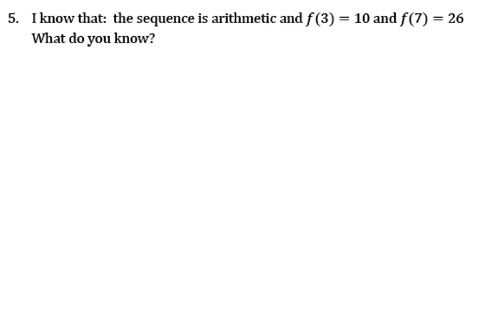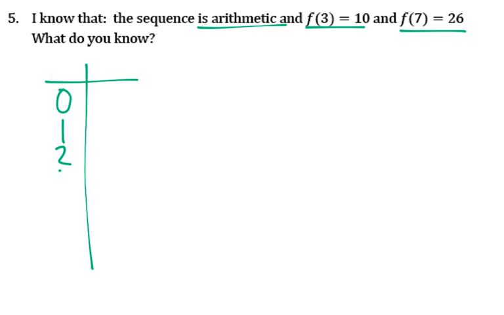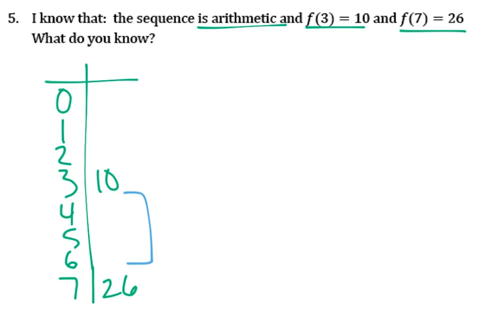So, let's take a look at 5. We know the sequence is arithmetic. f of 3 equals 10, and f of 7 equals 26. So, we know it's arithmetic, we can make a table, right? So 0, 1, 2, 3, 4, 5, 6, 7. 7 is 26, 3 is 10. So, what do we know? Not much so far, but we can try to figure things out. Let's see if we can figure out these missing terms.